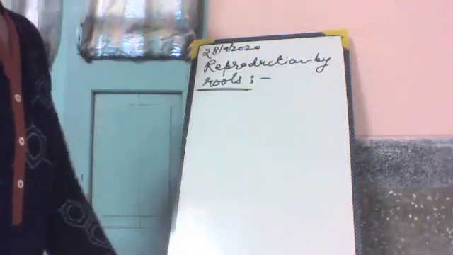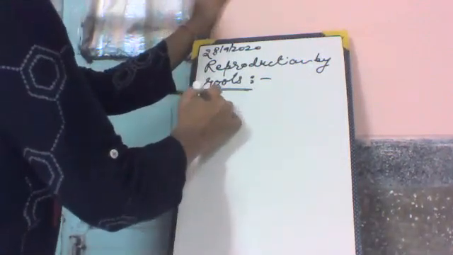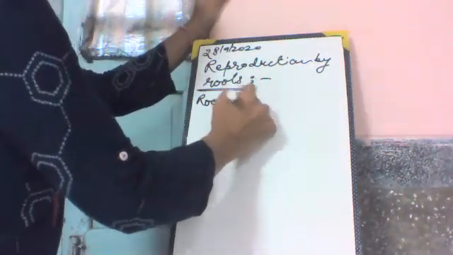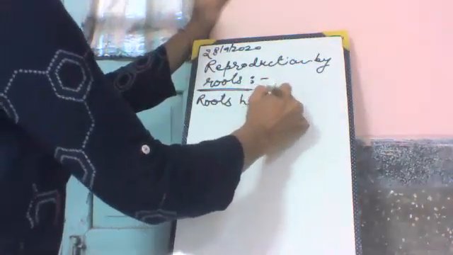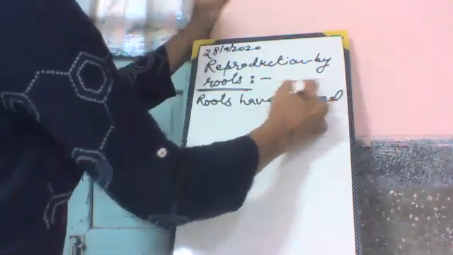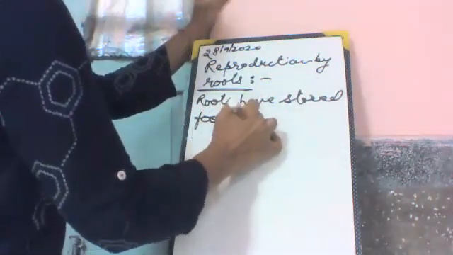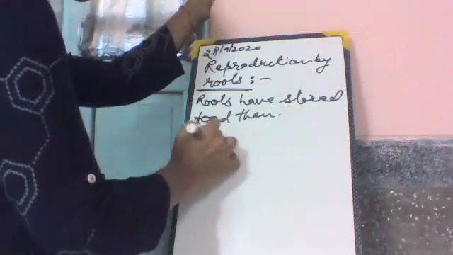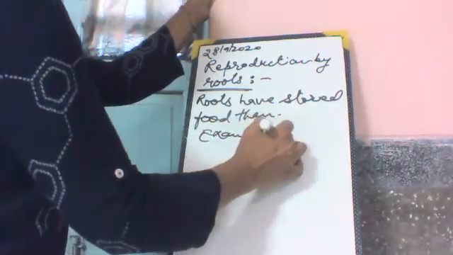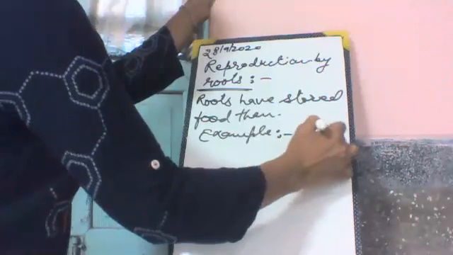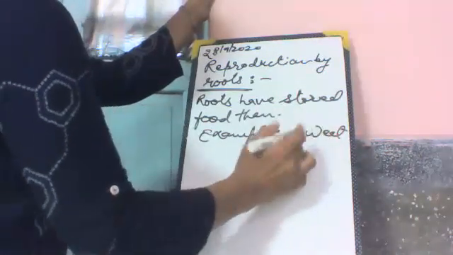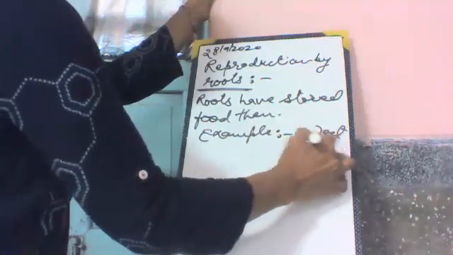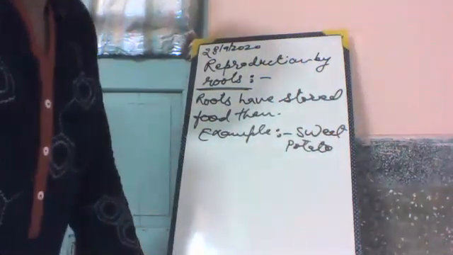In this, there are some roots having stored food in them. The examples are, in this, roots are having stored food in them and they grow vegetatively, like sweet potato. The example is sweet potato.